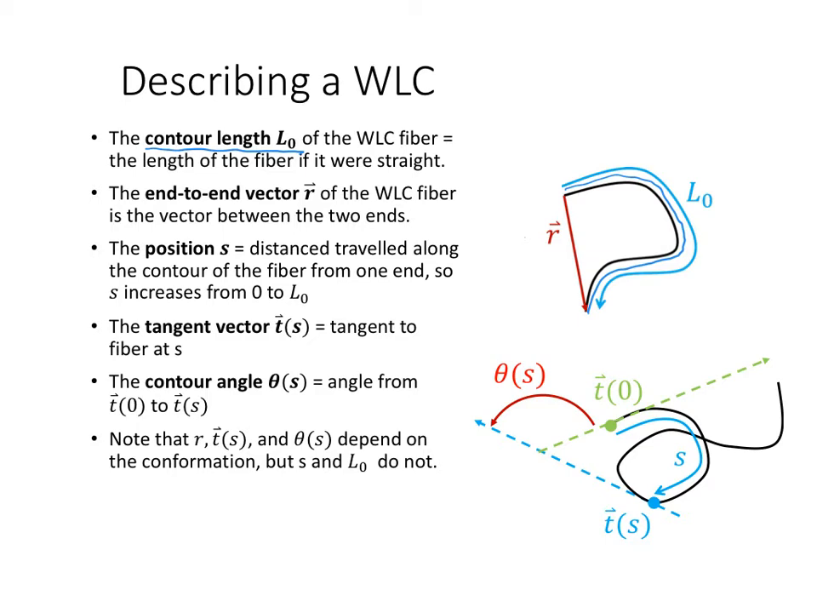The second definition is the end-to-end vector R, so that is just the vector from one end of the chain to the other end of the chain, which is shown here in red.